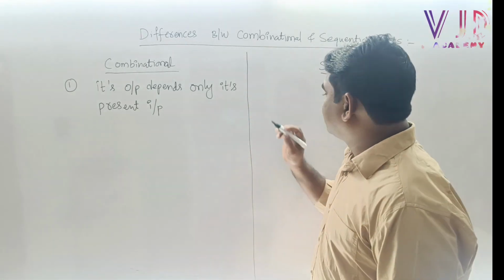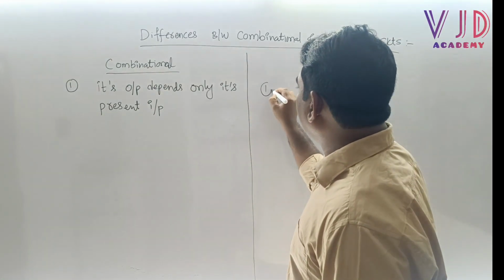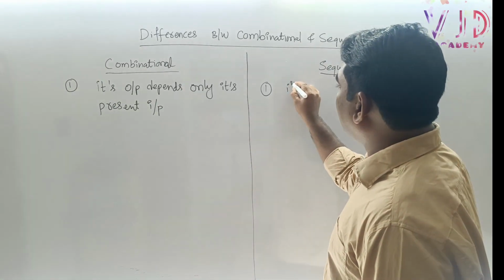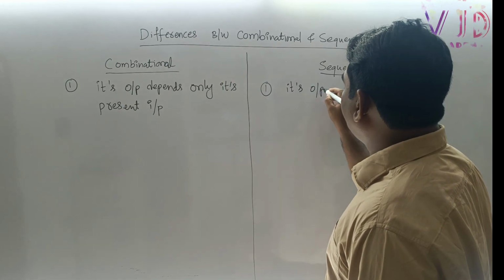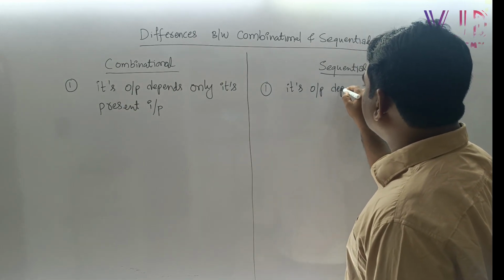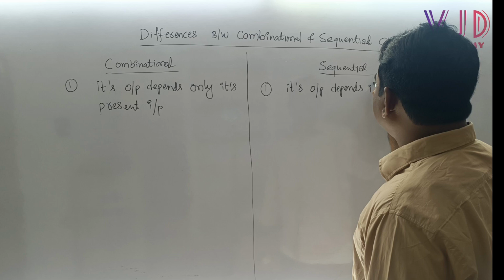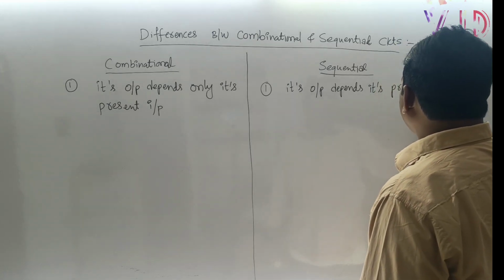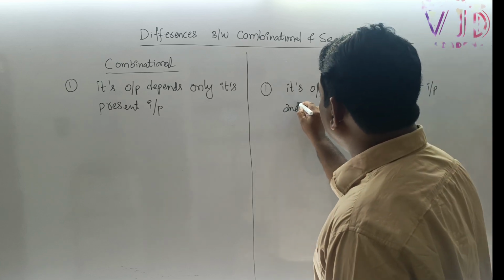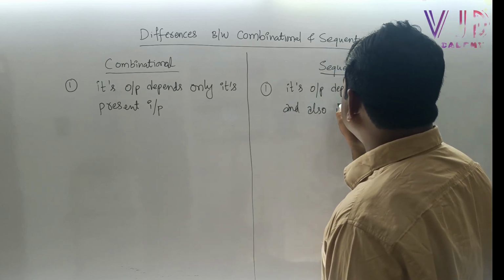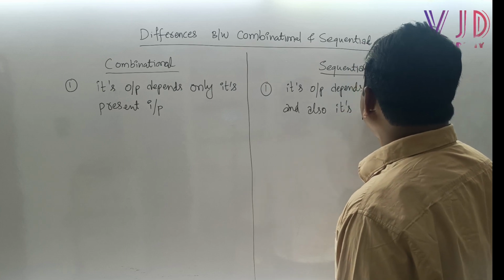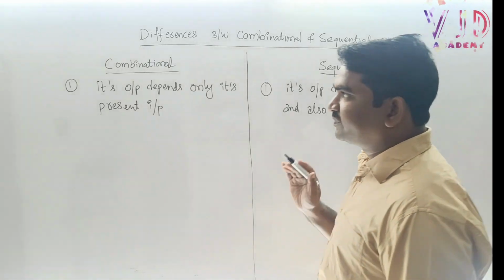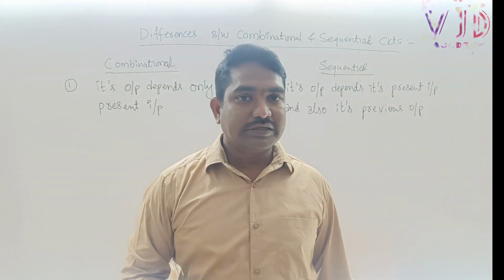Coming to the sequential circuit, the first point is its output. Its output depends on its present input and also its previous output. This is the major difference between a combinational circuit and a sequential circuit.